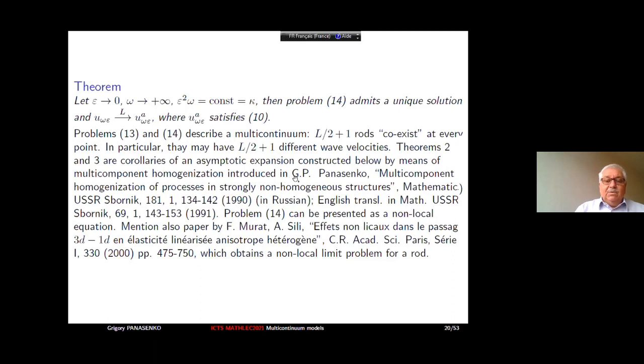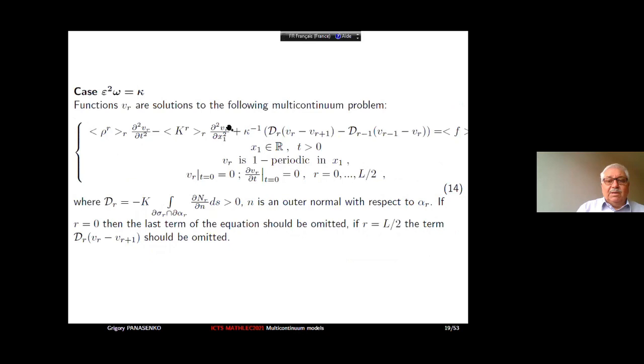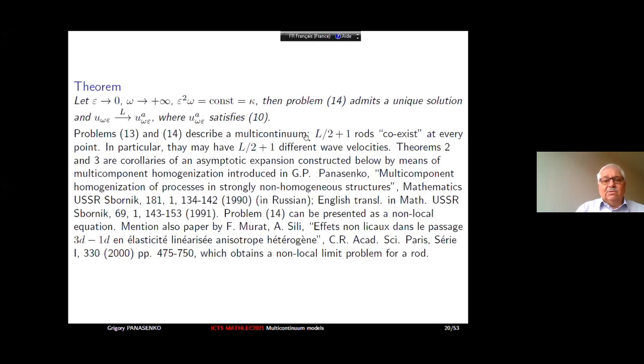I would like to say that also this problem here, if you express one of Vr via another Vr, becomes non-local. And I would like to cite also the paper by Murat and Seeley, where they obtained in 2000 also some non-local effects for the elasticity equation when it is anisotropic heterogeneous elasticity, where also they obtained for beams the non-local effects.